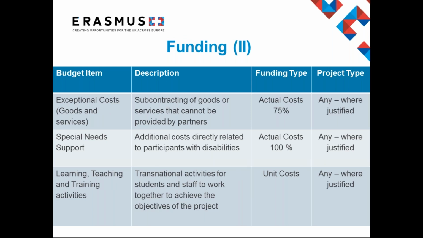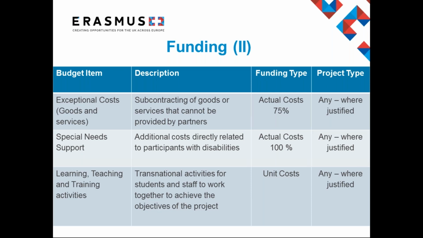You can now see other types of costs that come under Key Action 2 projects. All three budgets are available for all types of strategic partnerships when required and when enough justification has been provided. Exceptional costs and special needs support budgets are calculated on the basis of a percentage of the estimated actual cost. In both cases, the need for the cost must be fully explained and justified within the application. If there is not enough justification, the requested cost might not be approved.